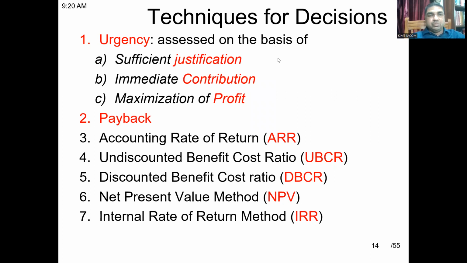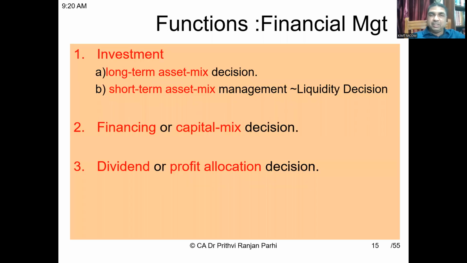Like payback period method, accounting rate of return method. Then you can see undiscounted benefit cost ratio method, discounted benefit cost ratio method, net present value method, IRR method. These are some of the methods. This is just a list of a few methods. We'll be discussing this later on. Then functions of financial management, which are linked to the decisions like investment function, financing function, dividend function. Those aspects also we have discussed.